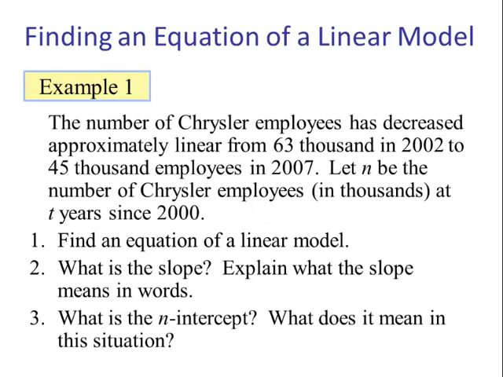Example 1. The number of Chrysler employees has decreased approximately linearly from 63,000 in 2002 to 45,000 employees in 2007. Let N be the number of Chrysler employees, measured in thousands, at T years since 2000. Number 1, find the equation of the linear model. Number 2, what is the slope? Explain what the slope means in words. Number 3, what is the N-intercept? What does it mean in this situation?